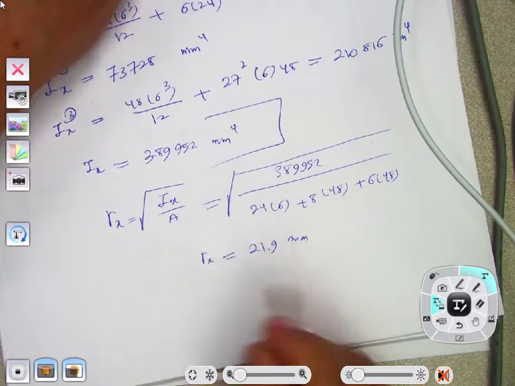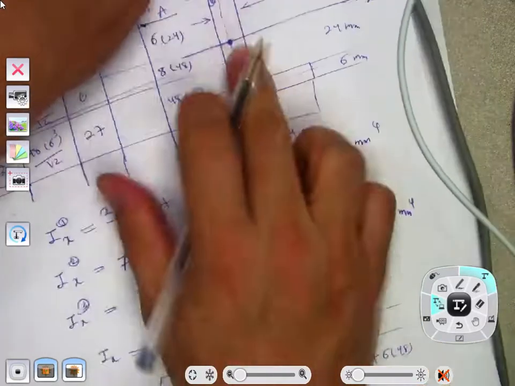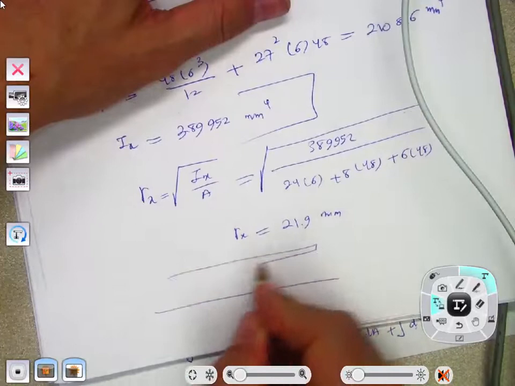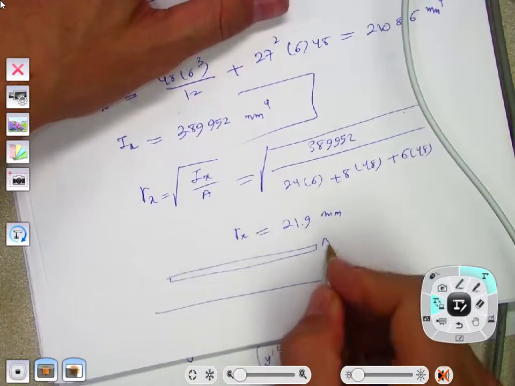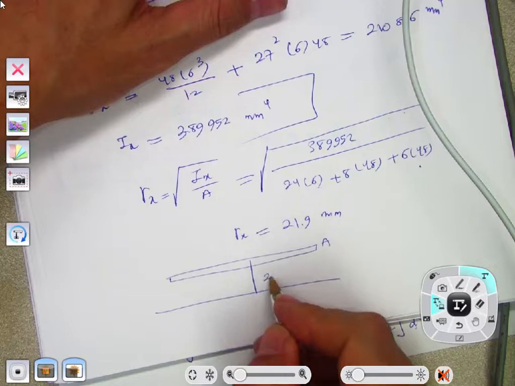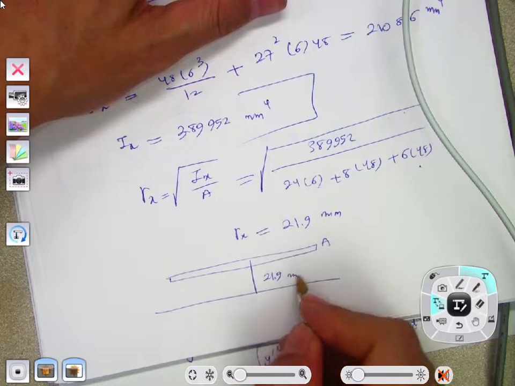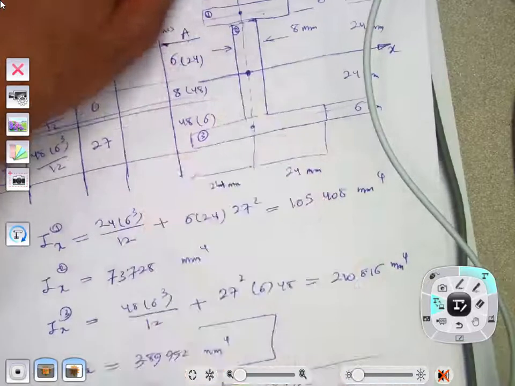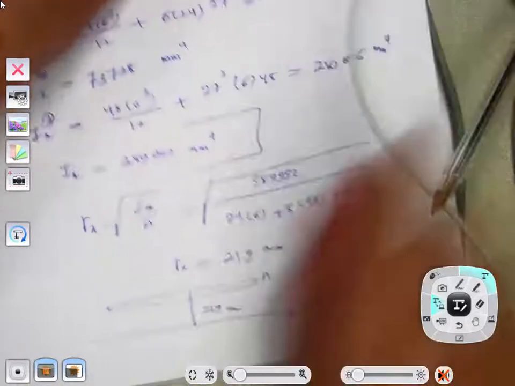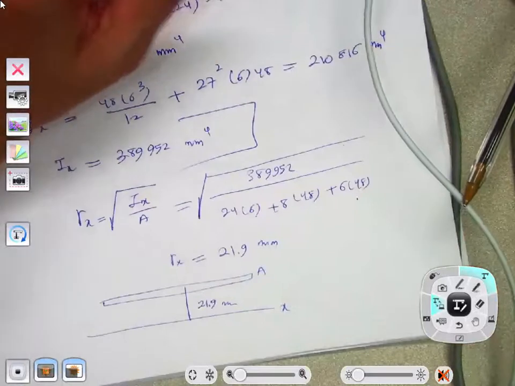So this means what? The moment of inertia of this shape is equal to the moment of inertia of a narrow rectangle with the same area, this area, at a distance of 21.9 millimeters from the x-axis. These two, this and this, have the same moment of inertia about the x-axis. This is what the radius of gyration is.